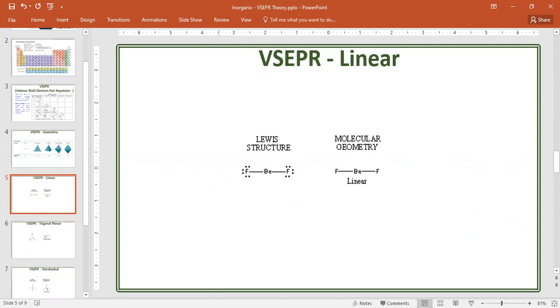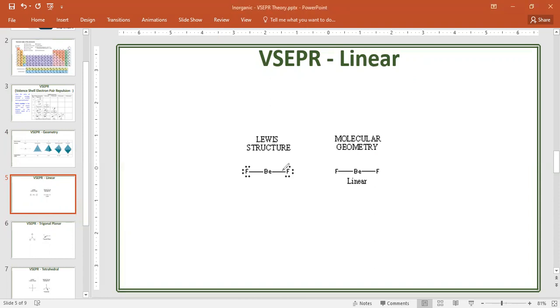This slide is about the molecule BeF2, and there are only two places in the valence shell of the central atom in BeF2 where electrons can be found. The repulsion between these pairs of electrons can be minimized by arranging them so that they point in opposite directions. That is the reason the VSEPR theory predicts BeF2 should be a linear molecule with a 180 degree angle between the two Be-F bonds.